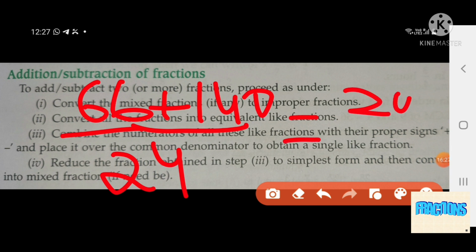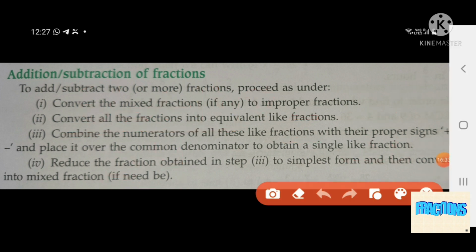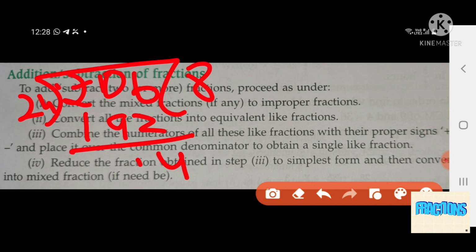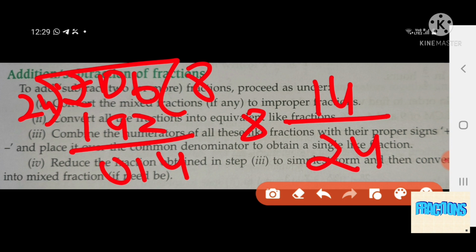206 upon 24. Now let's take it to a mixed fraction. Okay, it was 206 divided by 24. So let's do it. Now we will multiply by 8, 192. Let's reduce it. The answer will be, here will be 14, and the remainder will be 8 over 24 only. Okay, so the answer is this.